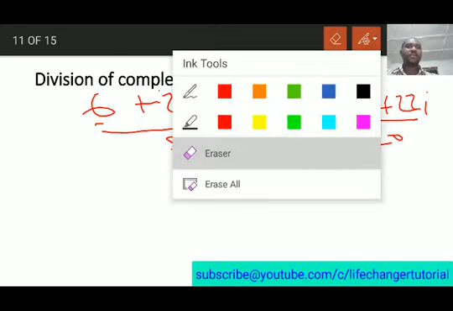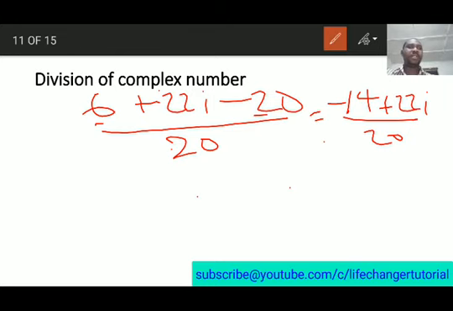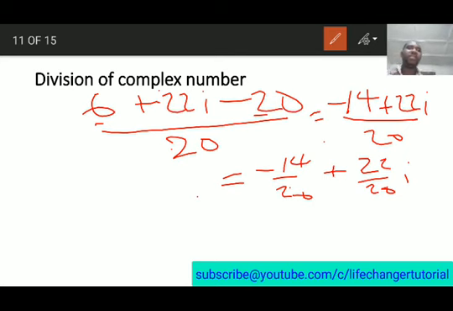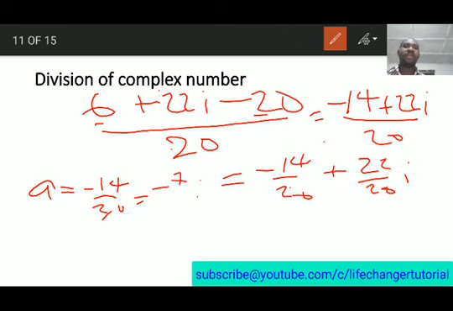Okay, so we can now see that we can still rewrite this as minus 14 over 20, then plus 22 over 20i. Now, in some cases, they might ask you, what is the real part? It's obvious. My real part is minus 14 over 20. If you like, you can divide both sides by 2. 2 can go to give us minus 7 over 10.